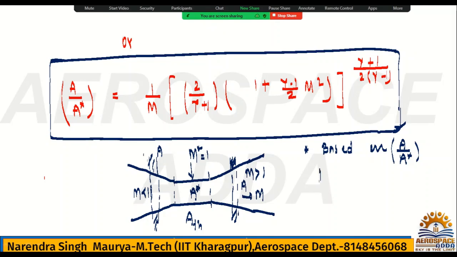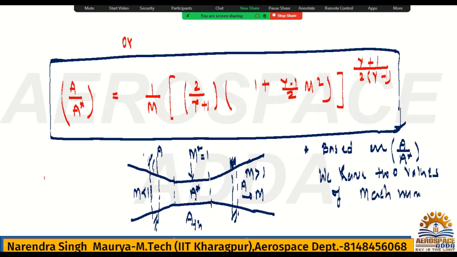Based on A by A star, we have two values of Mach number. What are they? Subsonic and supersonic. Yes or no? How to get it?